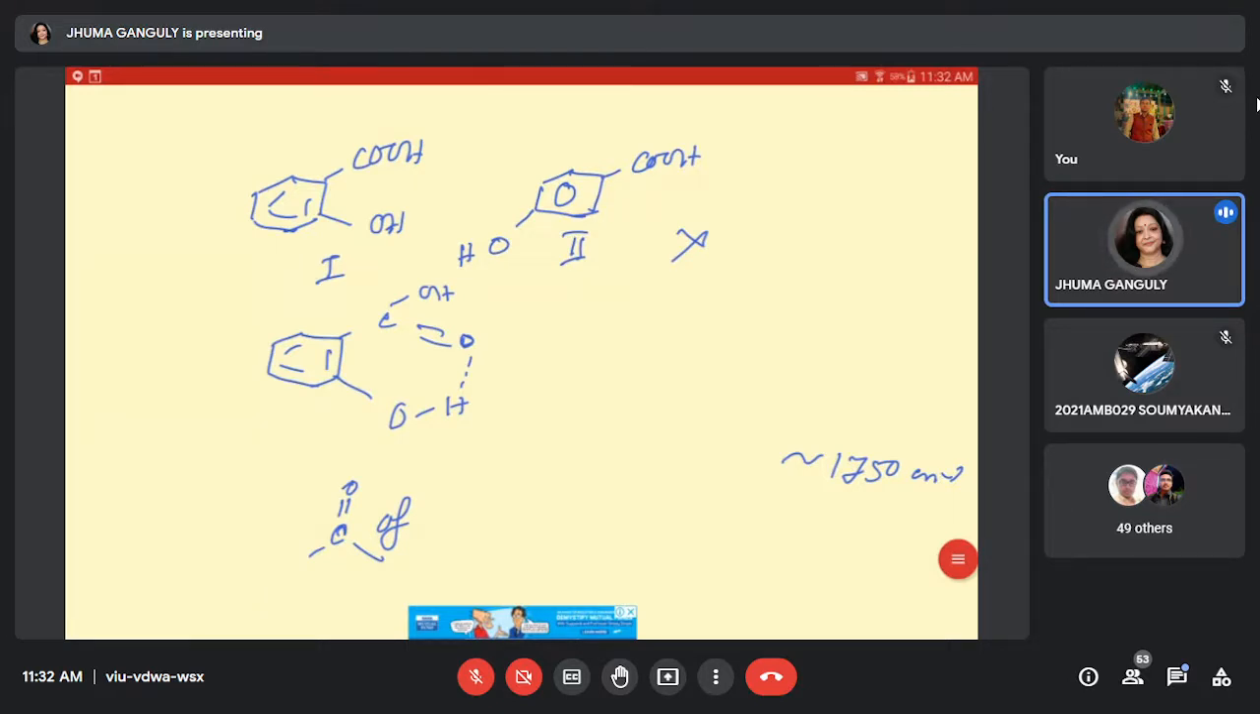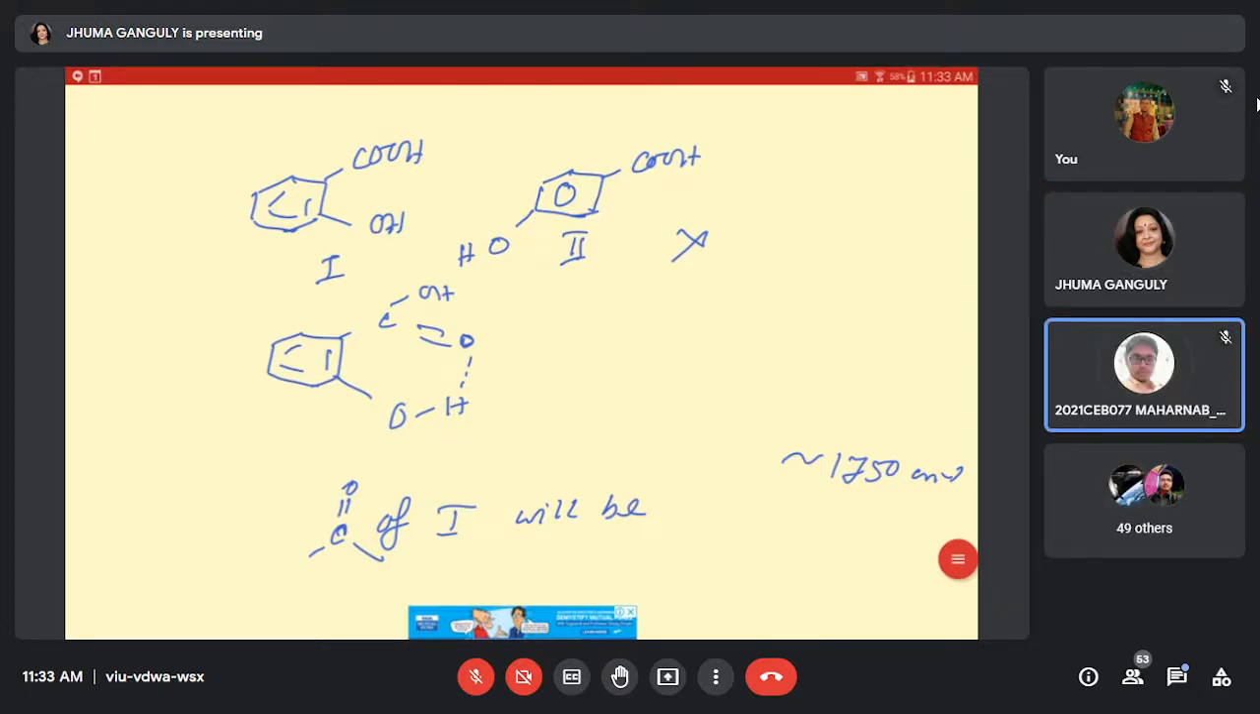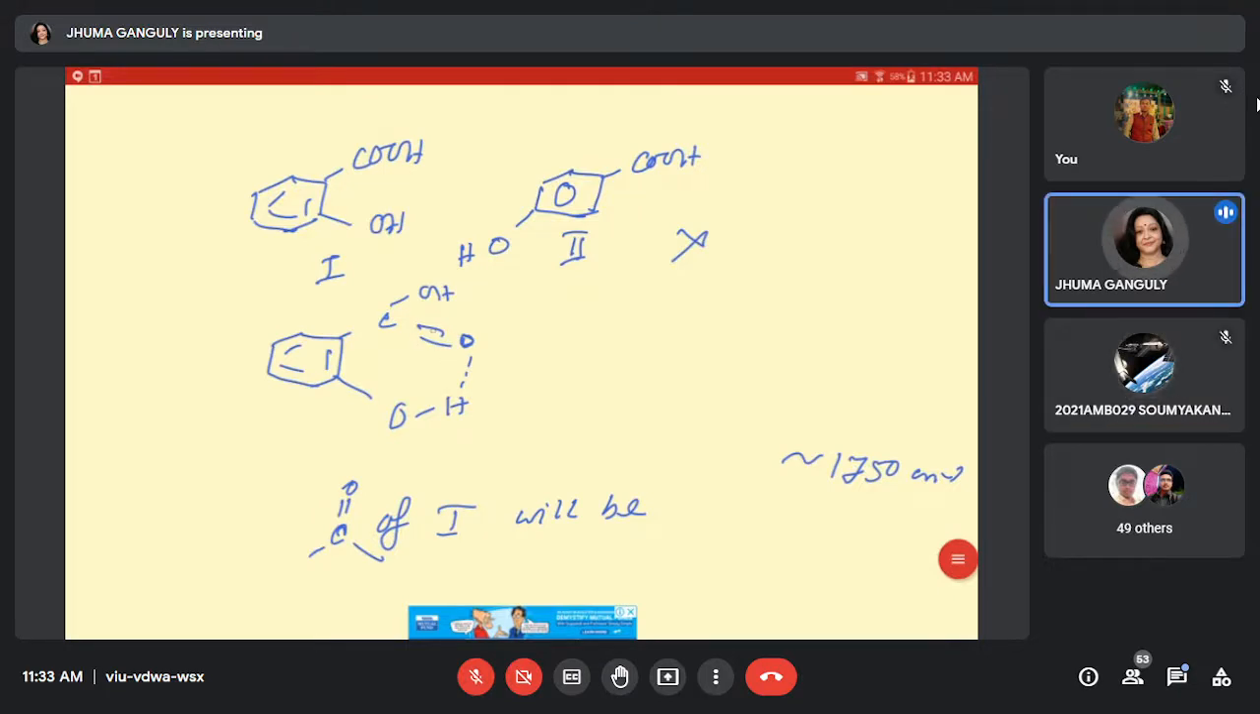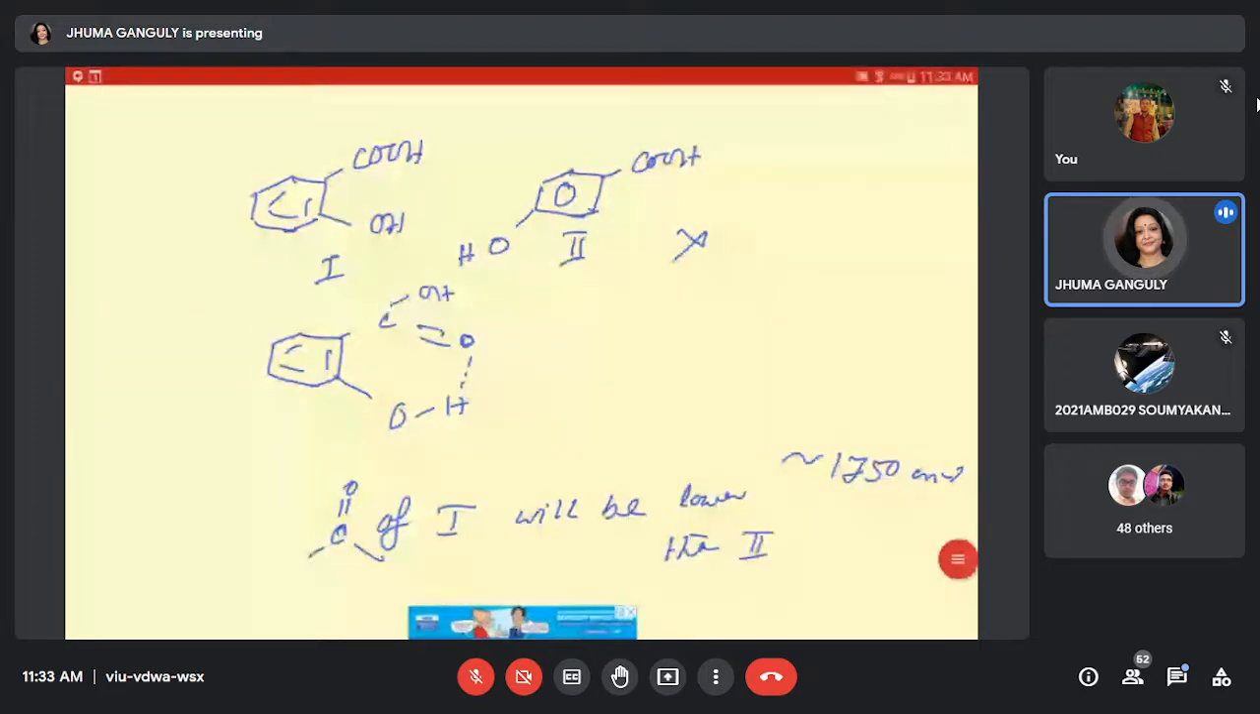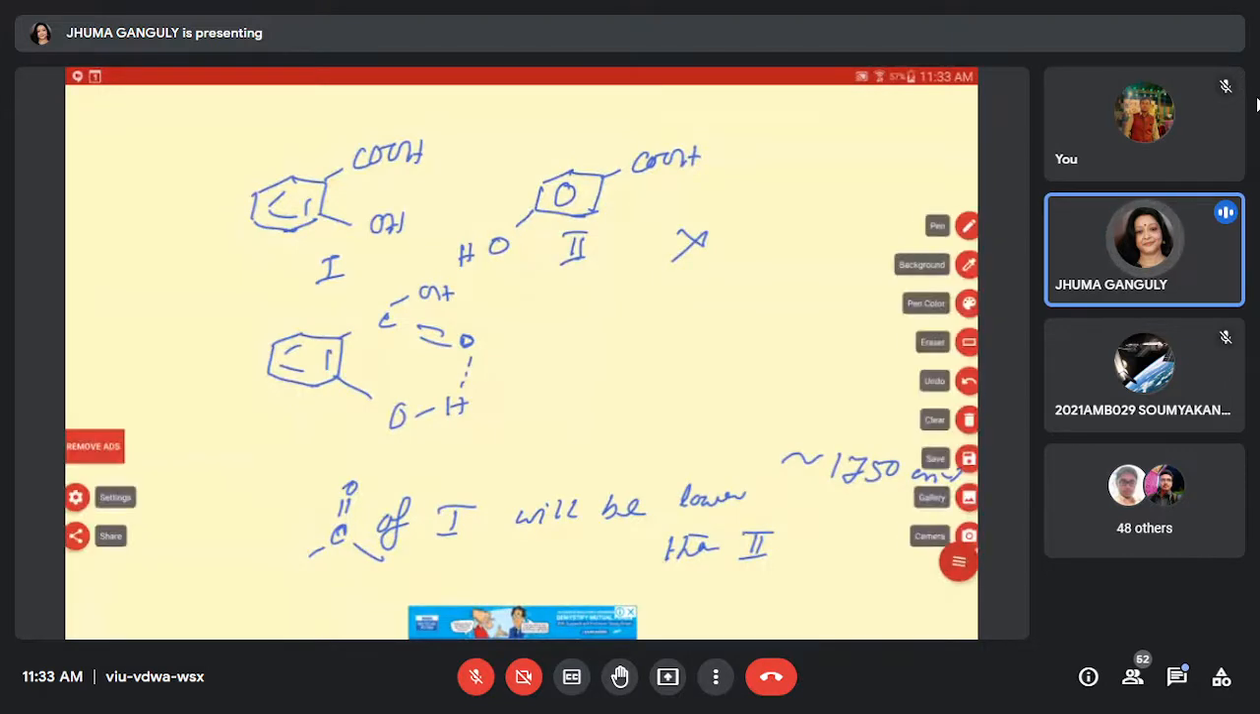So the carbonyl group of 1 will be higher or lower? Higher or lower, for 1? Higher. I mean, hydrogen bonding lowers it. Hydrogen bonding, hydrogen is participating, so the bond strength will decrease. So it decreases the C=O bond strength, so that's why it will be lower than 2. That is your concept. So from FTIR of both compounds, the one with the lower value is the FTIR for this compound.